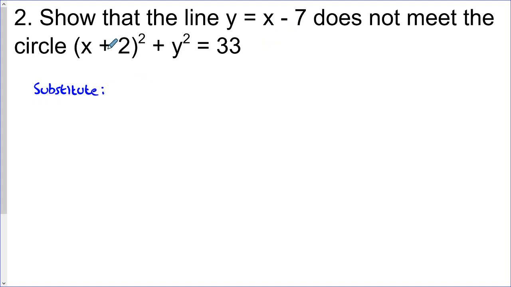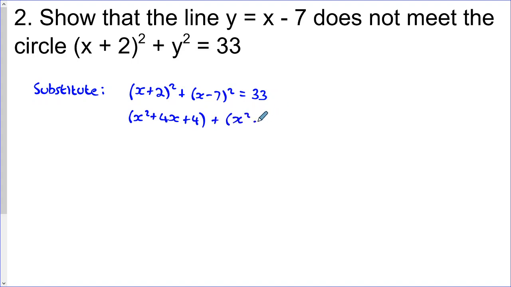Substitute the simpler one into the more difficult, more complicated one. We've still got the x plus 2, that's not going to change. And then the single y is going to become x minus 7. We can now expand these two, making sure you do the right thing with the negative, and subtract 33.